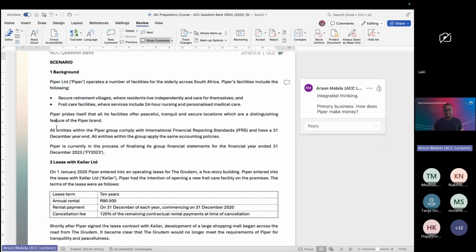Okay, Piper prides itself that all its facilities offer peaceful, tranquil, secure locations, which are a distinguishing feature of the Piper brand.